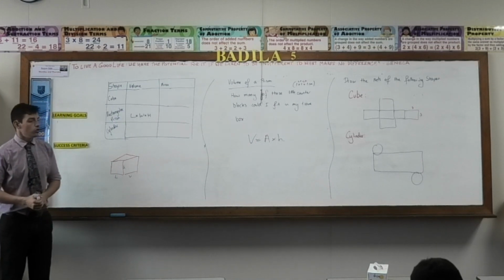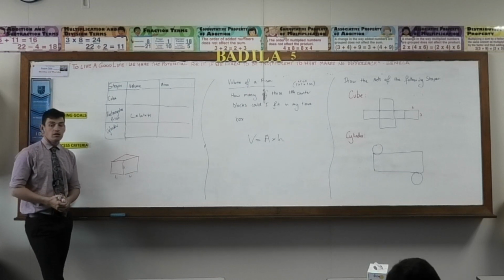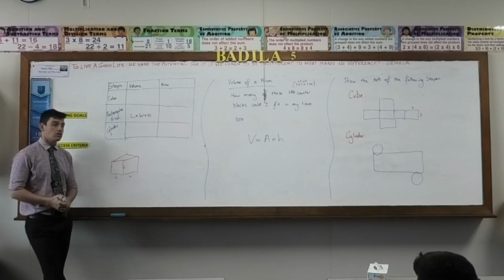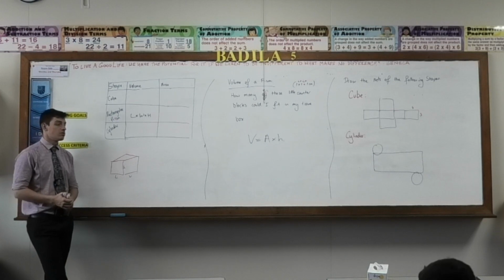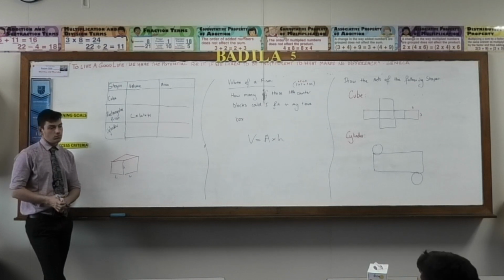Let's go to a cube. What's the difference between a cube and a rectangular prism? Thanks, Lachlan. What's the difference between a rectangular prism and a cube? You don't know the difference between a cube and a rectangular prism? Can you try and think? The length is longer than the other. Does it have to be?